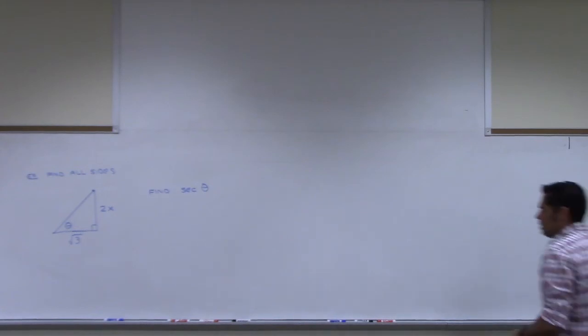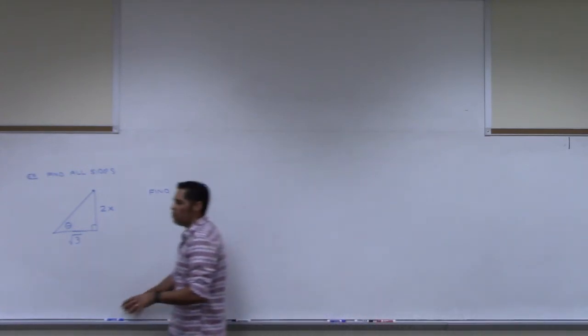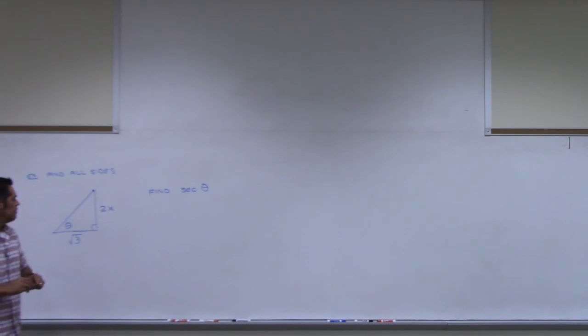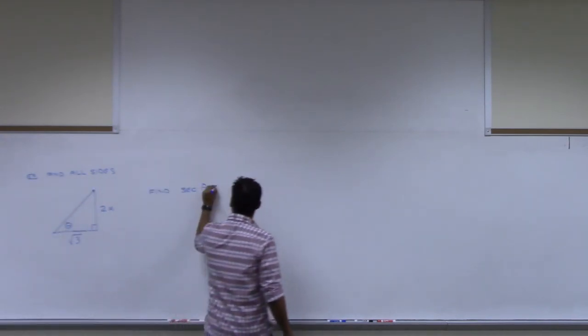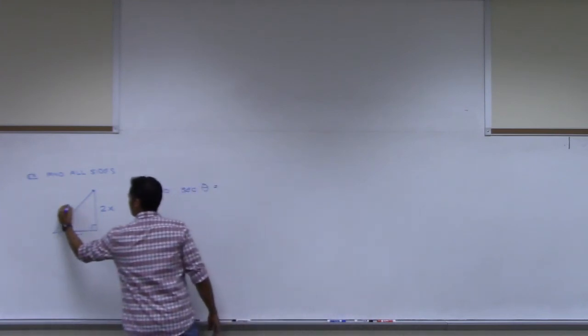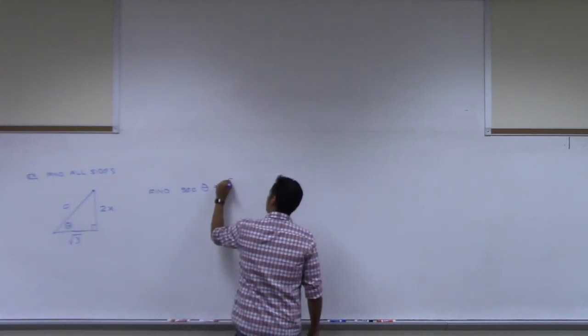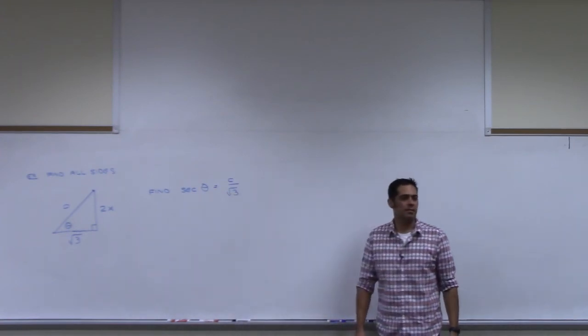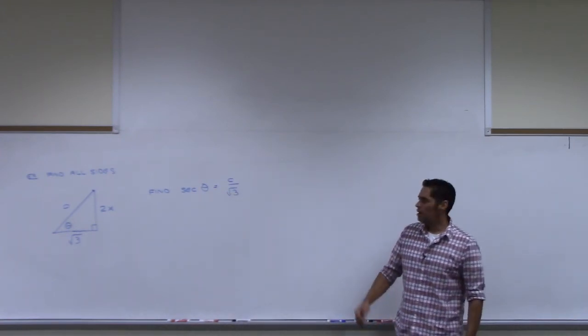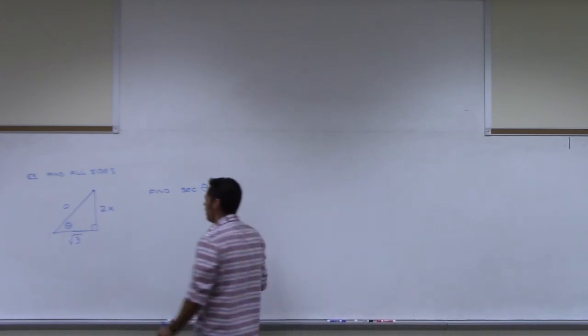All right. I'm going to work through this, but I'm going to go kind of quick. So by definition, secant of theta, according to our picture, if we label this C, is C over root 3, right? And we just need to figure out what C is. Agreed? All right, so to find C, we can use Pythagorean.